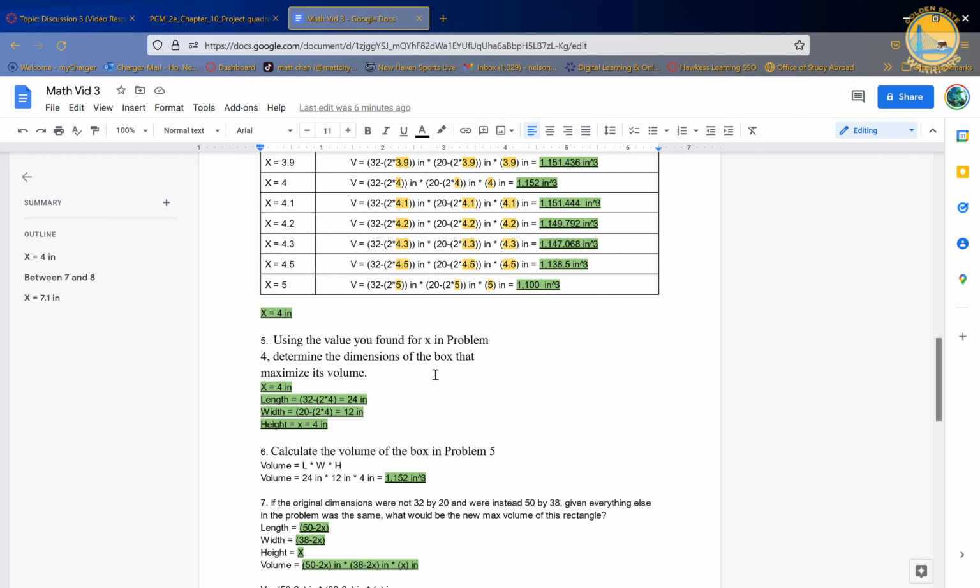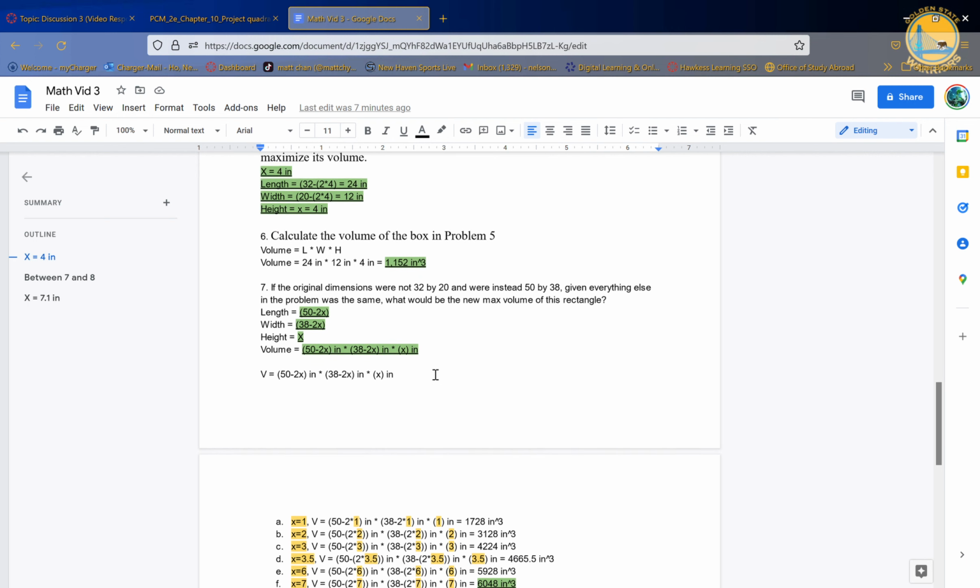Now number 6, calculate the volume of the box in problem 5. So, volume. We already did this in problem 4 when we did the chart and everything, but we'll do it again here. Volume is length times width times height. If we get rid of all these fancy equations, all we take is our length times width times height. It's 24 inches for the length, 12 inches for the width, and 4 inches for the height. And we get our answer again, 1,152 inches cubed.